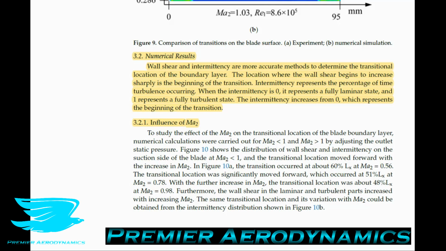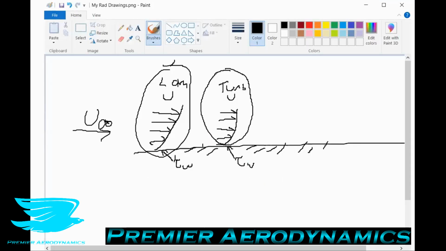So here they're saying that the location where the wall shear begins to increase sharply signifies the beginning of the transition. And this makes sense because, coming back to this picture, if the wall shear stress is increasing, this means that the velocity near the wall is increasing, and that's indicative of a more turbulent boundary layer.